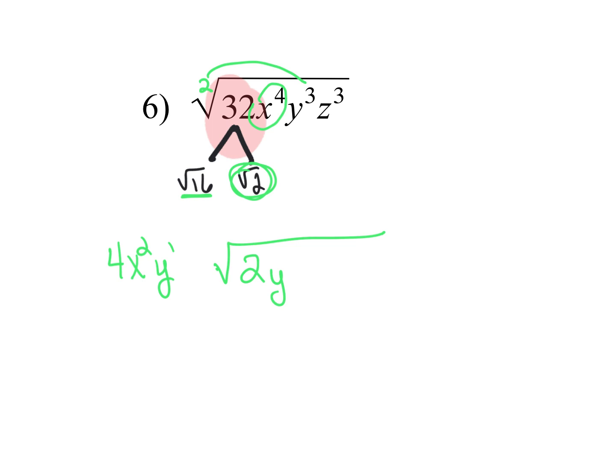Okay, then we'll just do the same thing with the z. Now we're looking at our z's. 2 goes into 3 one time, so we're going to have z to the first, and there would be 1 z left over. You can put 1s up there if we want to, and that's as simplified as it gets.